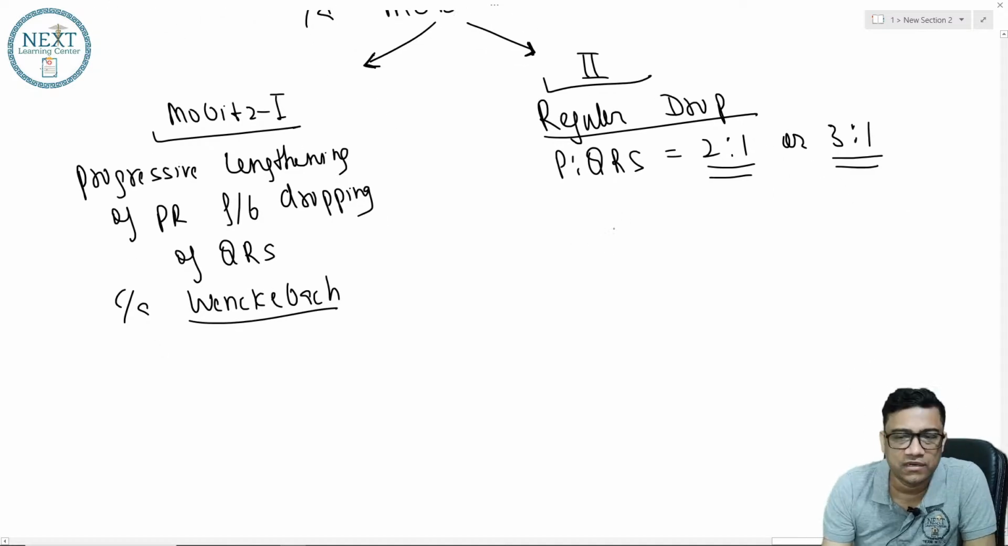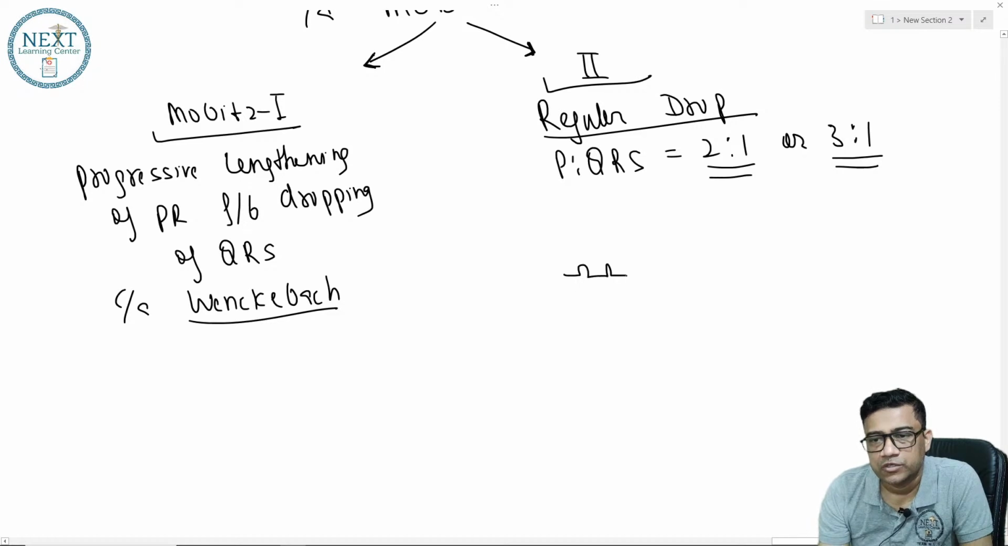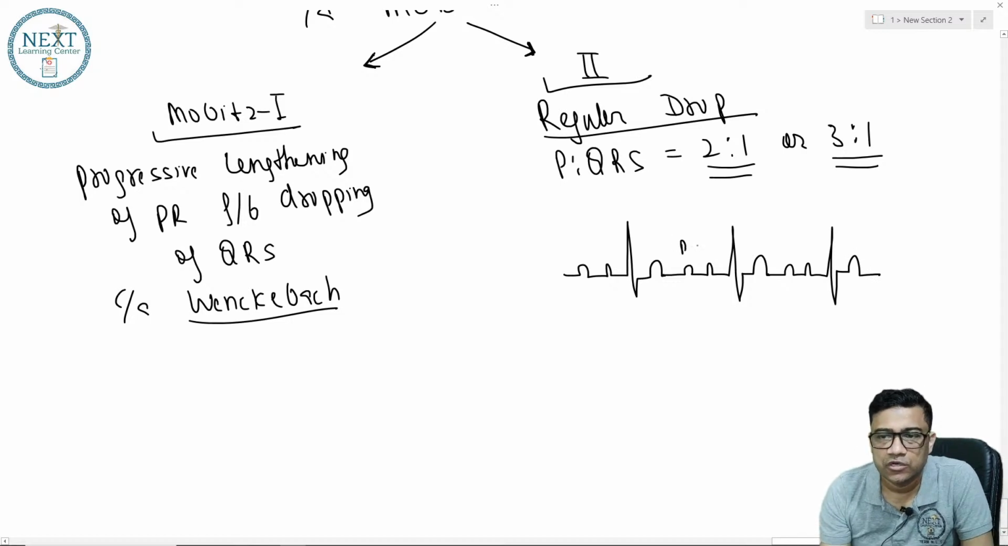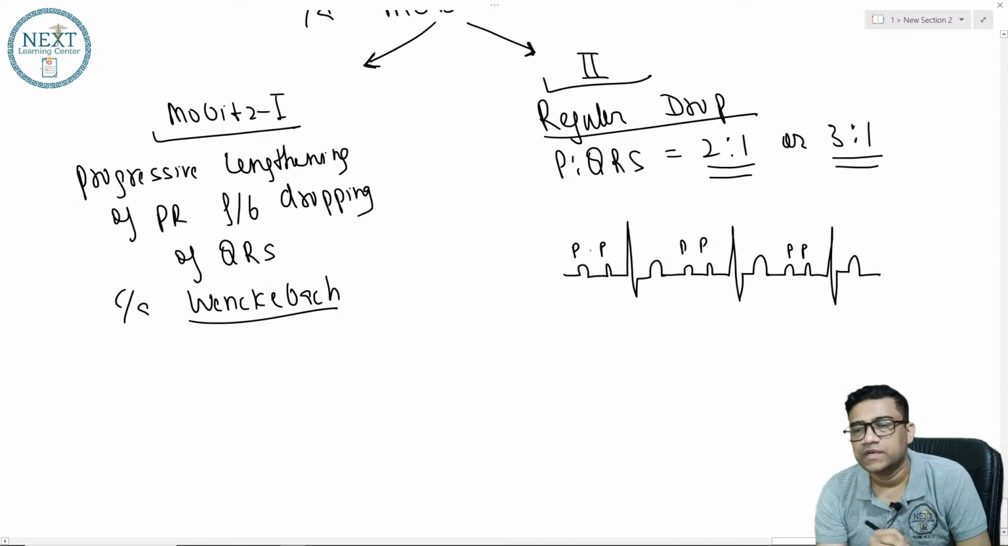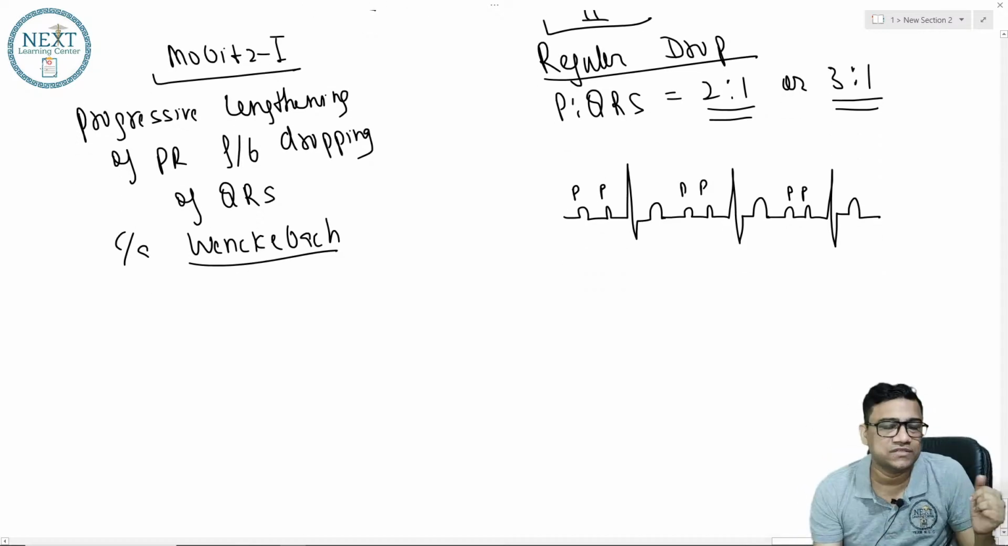So I'll make the graph. Look at this: 2 P waves, then QRS. 2 P waves, then QRS. 2 P waves, then QRS. This is your 2:1. Here, look at this.